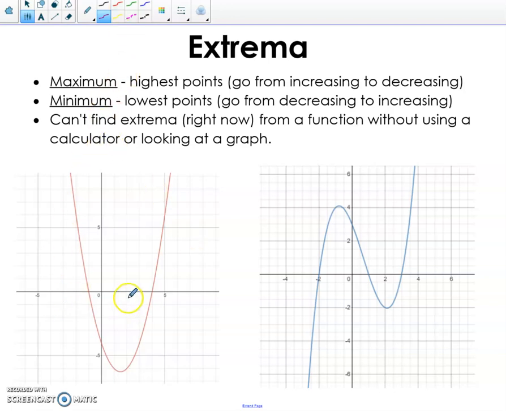This first function here is a quadratic. We can see that there's a minimum right here, and that minimum is about, let's say, (1.5, -6). Here we have a cubic function, and we have a maximum right here, and that maximum is (-1, 4), and we have a minimum here of (2, -2).